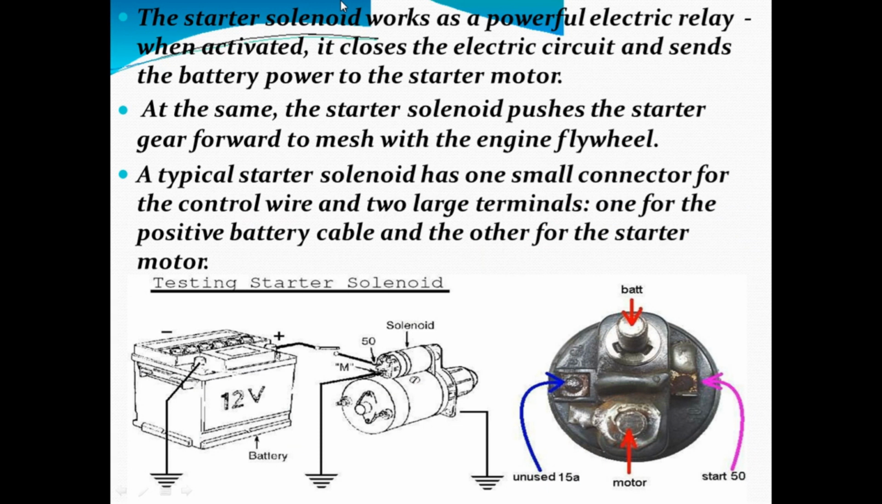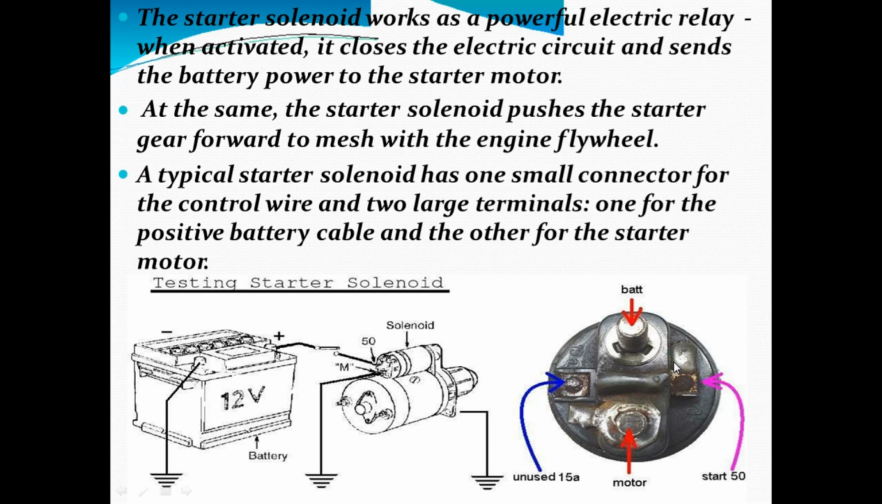At the same time, the starter solenoid pushes the starter gear forward to mesh with the engine flywheel. A typical starter solenoid has one small connector for the control wire and two large terminals, one for the positive battery cable and the other for the starter motor. Here we have the connections of the starter solenoid.